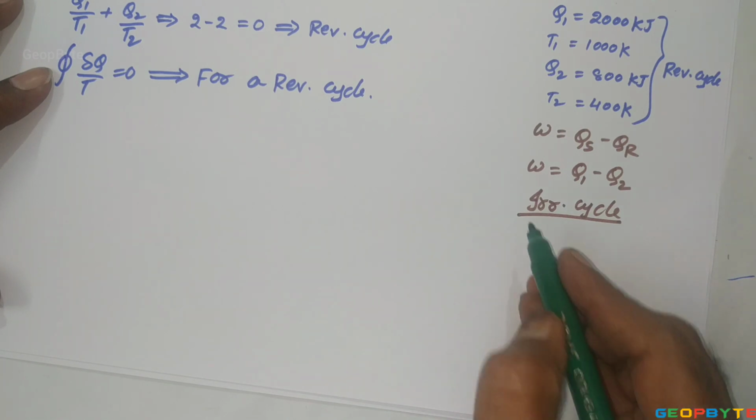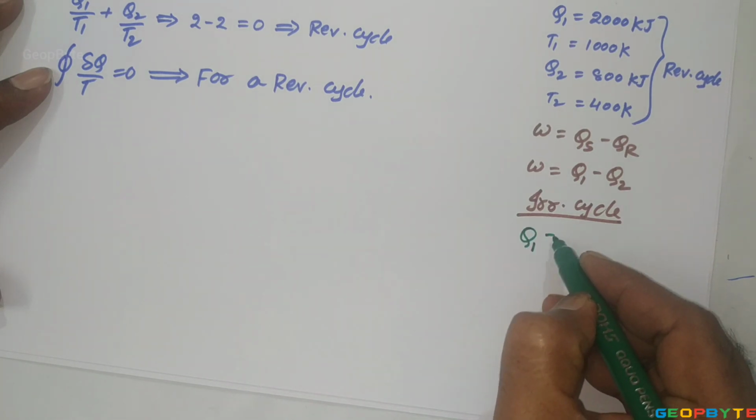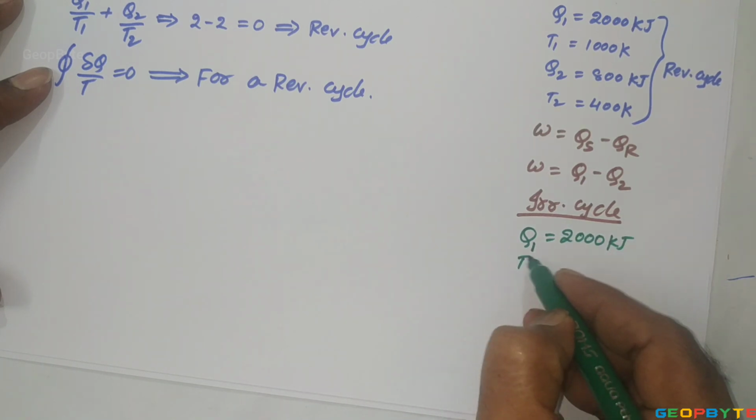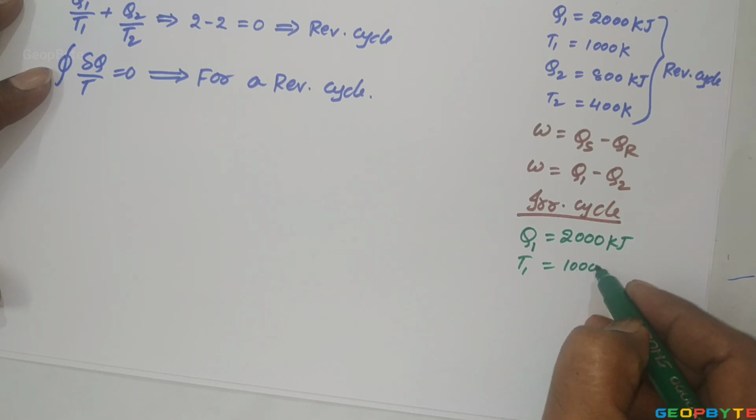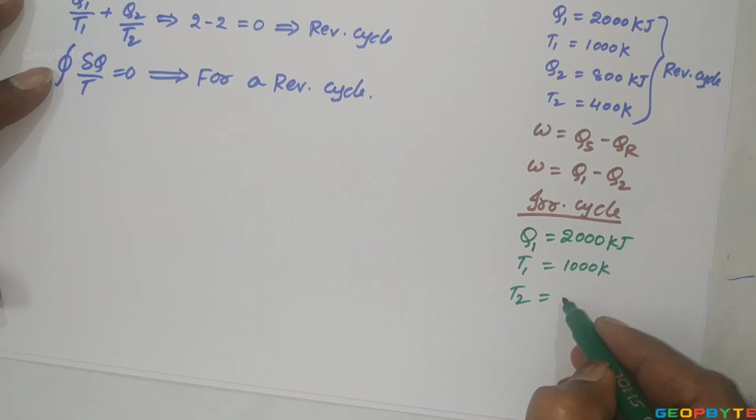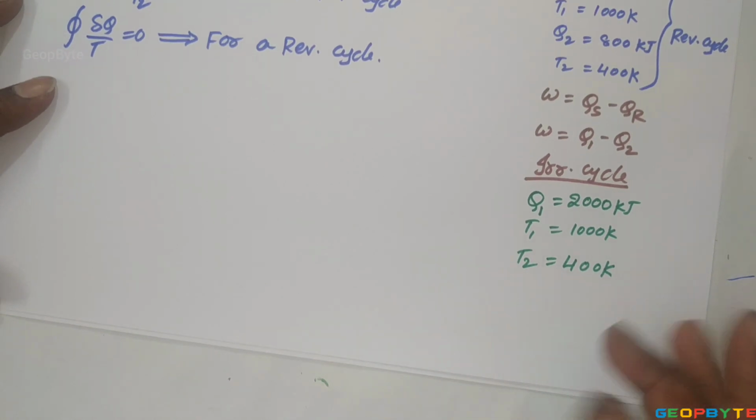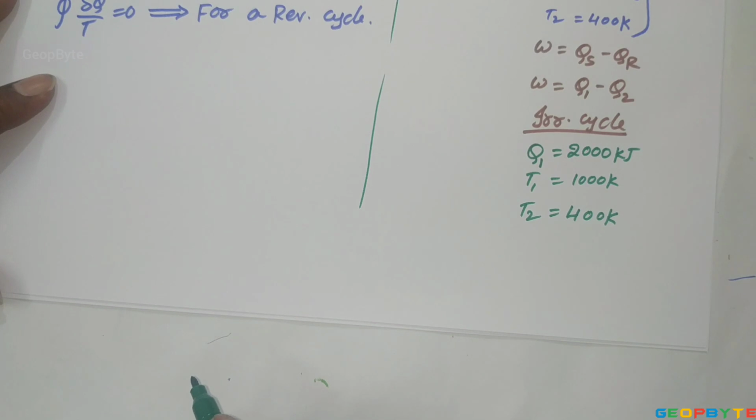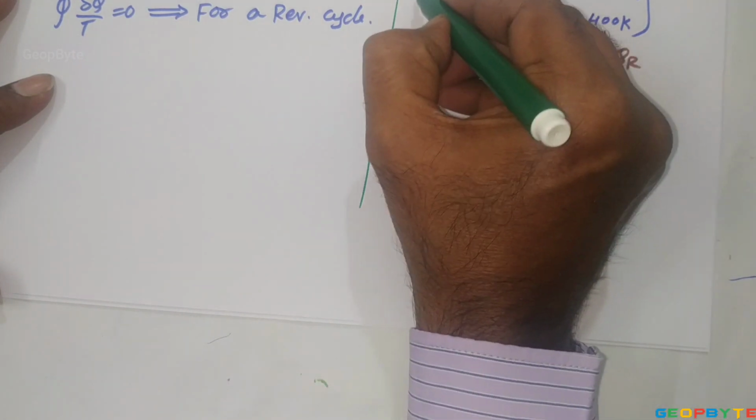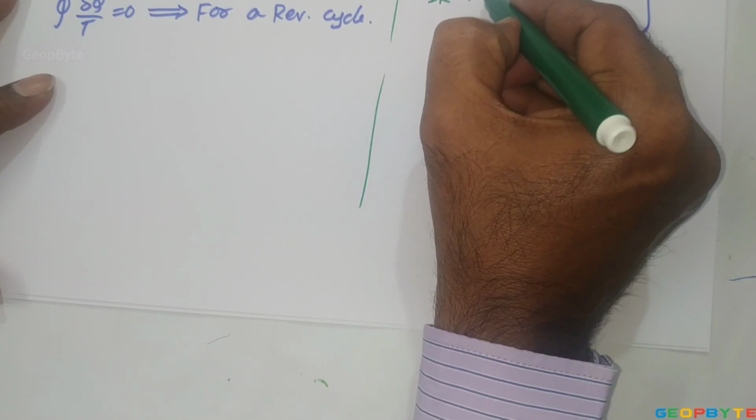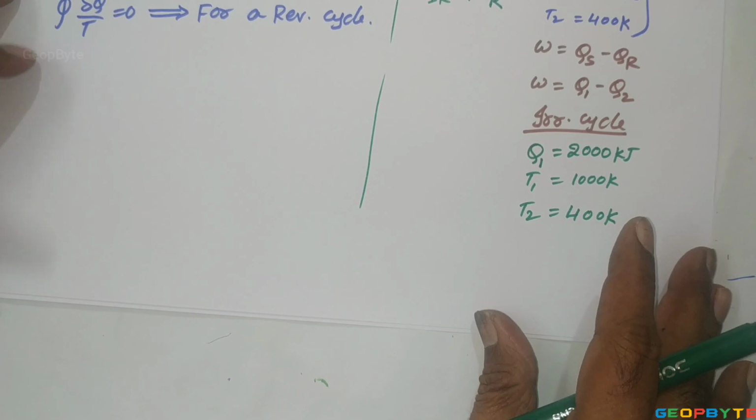For the irreversible cycle also, let us take Q1 equal to 2000 kilojoules, T1 equal to 1000 Kelvin. T2 for the irreversible cycle is also the same, 400 Kelvin. Remember, though the same amount of heat is supplied for both the reversible cycle and the irreversible cycle, work given by the irreversible cycle is always less than work given by the reversible cycle.